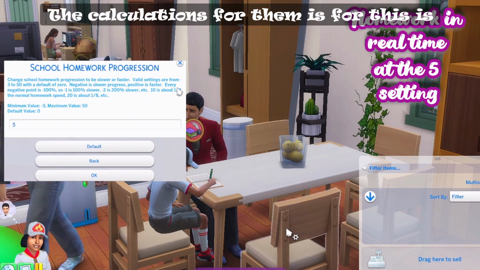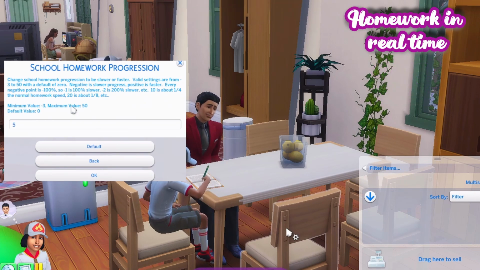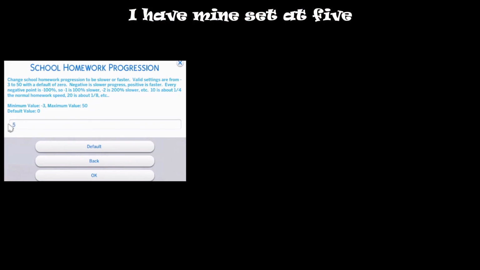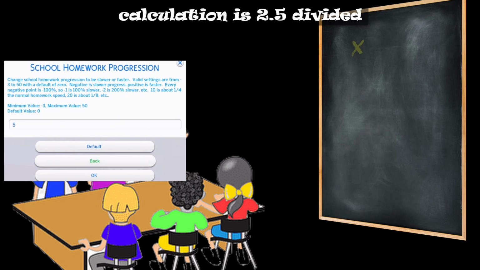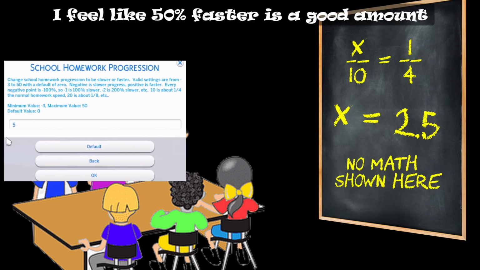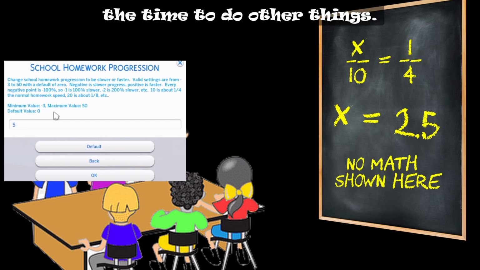The calculation for this is basically 10 is about 1/4 of the normal homework speed. So 10 is about 75% faster for homework. I have mine set at 5 to make it 50% faster. So all you need to know as far as the calculation is 2.5 divided by whatever number you put here would be how fast your sim will do their homework. I feel like 50% faster is a good amount of time. It gets them to get their homework done and still have other time to do other things. This will come in handy for another setting.